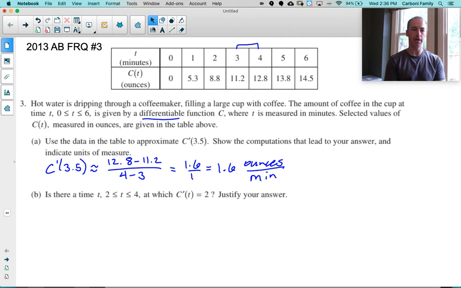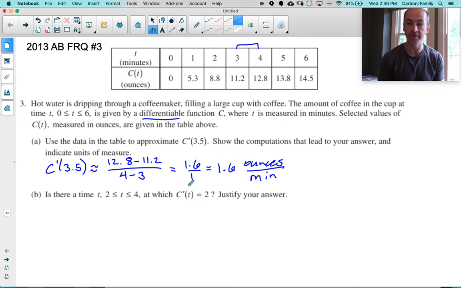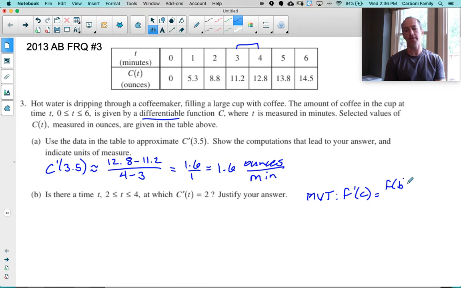Is there a time on the interval 2 to 4 at which C prime is equal to 2? And I only have a table for C, so anytime you're trying to guarantee derivative values, start by thinking the mean value theorem, which states that for any function that is differentiable from point A to B, there must be a point between A and B where the slope of the tangent is equal to the algebra 1 slope from A to B, and this is the formula associated with mean value theorem.